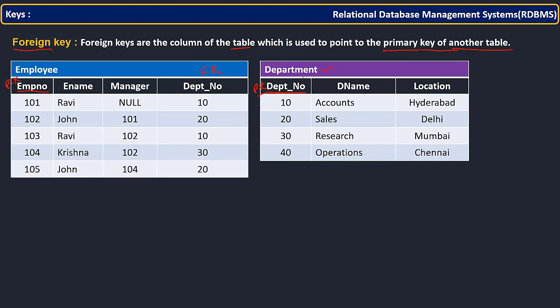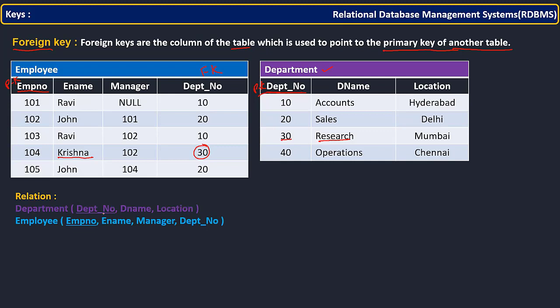So this is one simple understanding first of all. What is a foreign key? For a foreign key, you use the values which are the primary key in another table. These values you are using here. So Krishna is working under which department? Take the department number, go to the department table: here 30 is research. So Krishna is working under the research department. If you see the relation, the department table has DEPT number, D name, location, and the employee table has employee number, E name, manager, DEPT number.